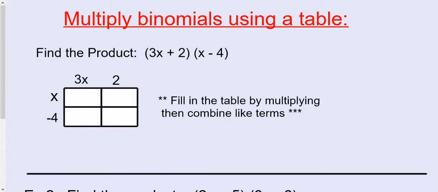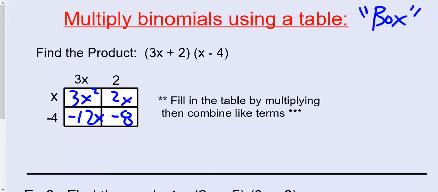All right, how about a binomial times a binomial? This is called using a table, or a lot of kids like to call this the box. So what we're going to do is set this up. You may have seen something like this in science, maybe not. 3x plus 2 times x minus 4. So you're going to do 3x times x, and that'll be 3x squared. You're going to do 2 times x, 2x. And then 3x times the negative 4, negative 12x, and then 2 times the negative 4 is negative 8. So we have 3x squared plus 2x minus 12x minus 8.